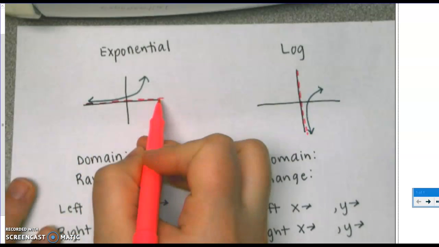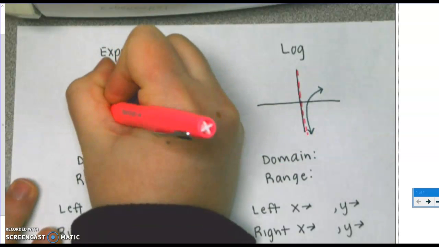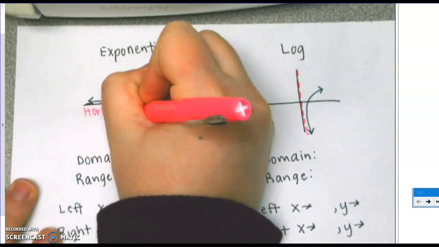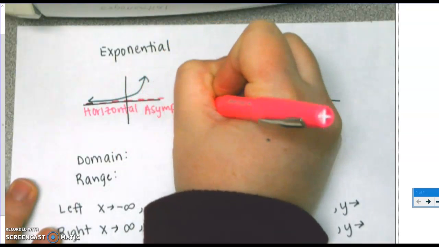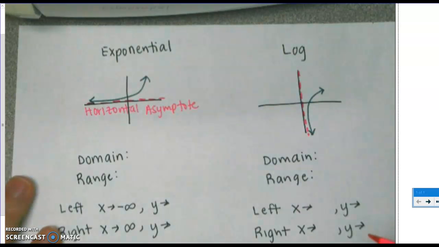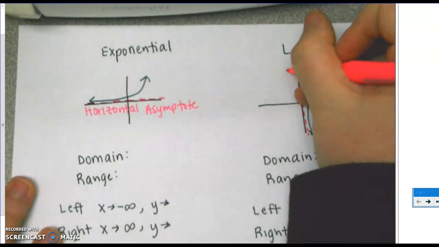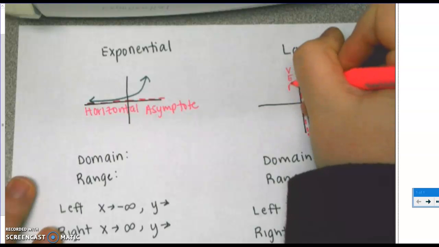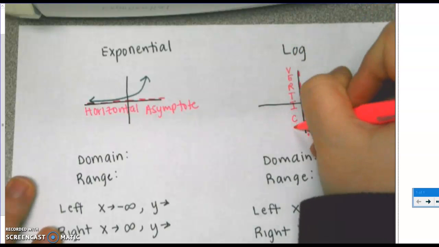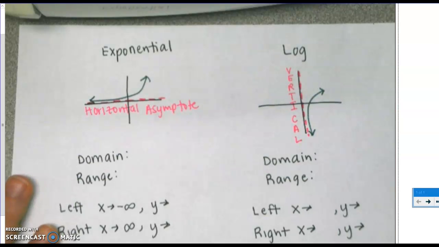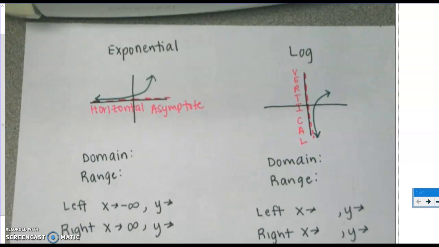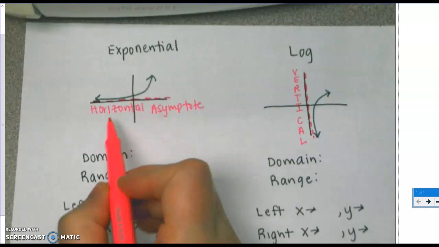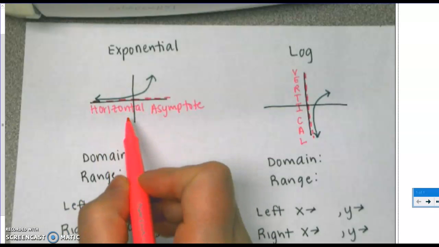All exponential functions have a horizontal asymptote. Logarithmic functions, every single one of them, has a vertical asymptote. So you kind of need to memorize that. You also need to know how to write the equation of these asymptotes.